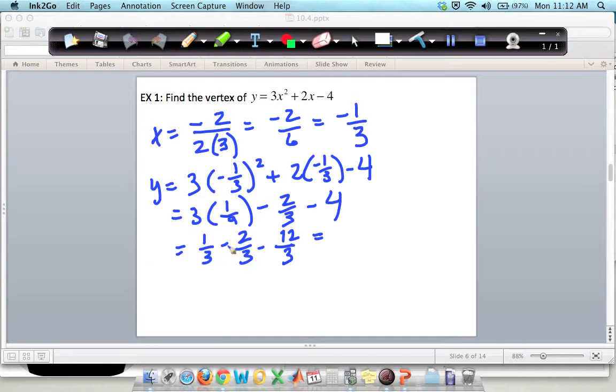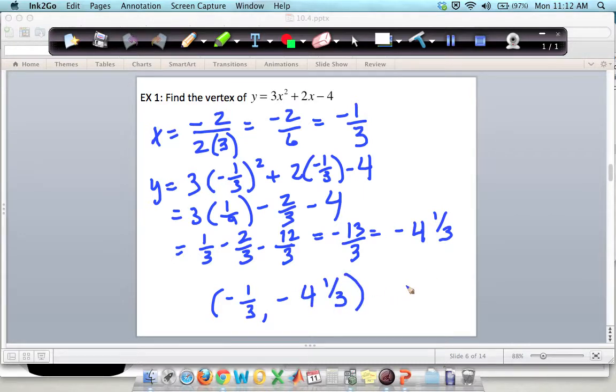And I get 1 minus 2 is negative 1. Negative 1 minus 12 is negative 13/3. And just to help me visually see where this is, I'll write this as a mixed number. That would be negative 4 and 1/3. So your vertex is the point negative 1/3, negative 4 and 1/3.